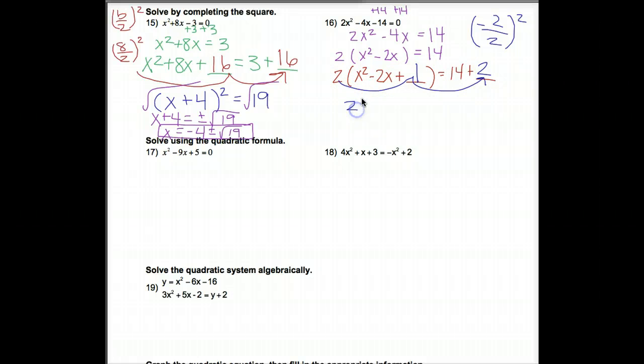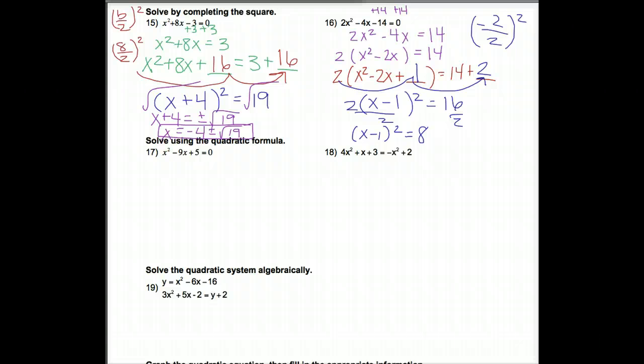So now on the left, I need to factor that as a PST. Square root of x squared is x. Square root of 1 is 1. Sign of the middle term was a minus. Over on the right, 14 plus 2 is 16. Do not take the square root yet. You don't have the squared term alone because you've got this 2. Divide by 2 first. So you've got x minus 1 squared equals 8.